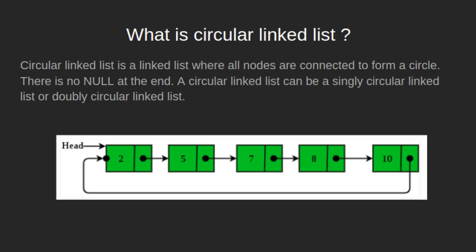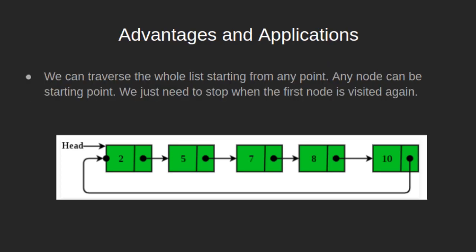There are many advantages and applications of circular linked list. Let's see some of them. First advantage is that we can traverse the whole list starting from any node, means any node can be the starting point. We just need to stop when the starting node is visited again. For example, in the given circular linked list, if we start from node 7, we can traverse all nodes since the last node is connected to the first node and can stop traversal when we again reach the node 7.